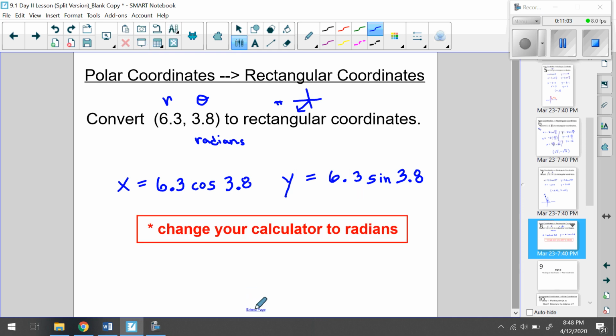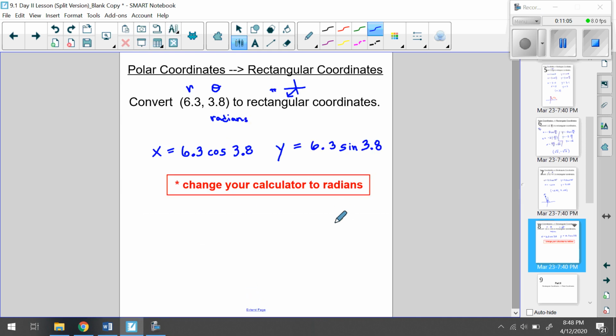A quick alert here: since this is in radians, we need to make sure we change our calculators to radians. Be careful in today's assignment. You might find yourself changing your calculator back and forth from degrees to radians quite a bit within the same lesson. So just be aware of that. Switch your calculator to radians. And when you do that, I got negative 4.98 for x, and for y, I got about negative 3.85.